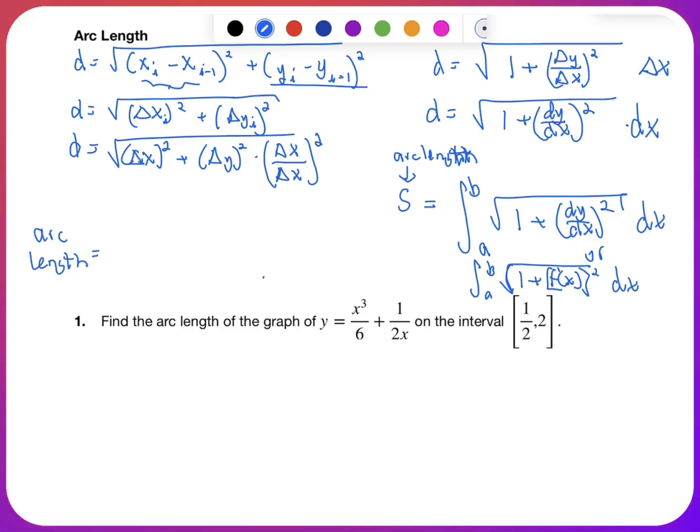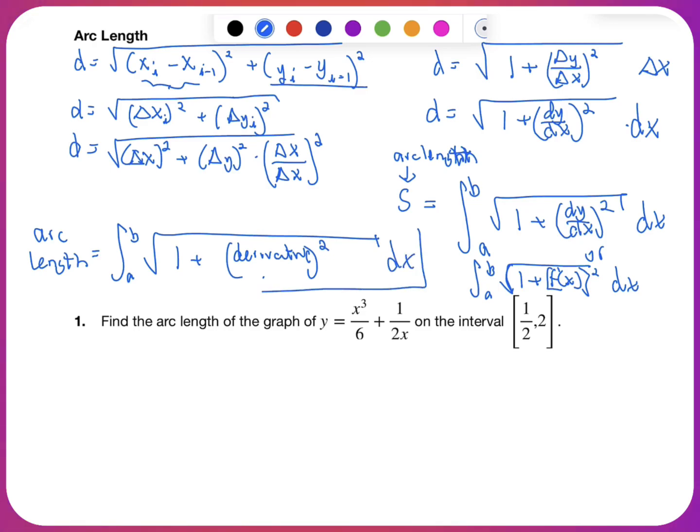So in words, this again is the integral from a to b of the square root of 1 plus our derivative squared, and then dx. Of course, our derivative can also be in y, and then we'd use dy. It just depends on the situation.